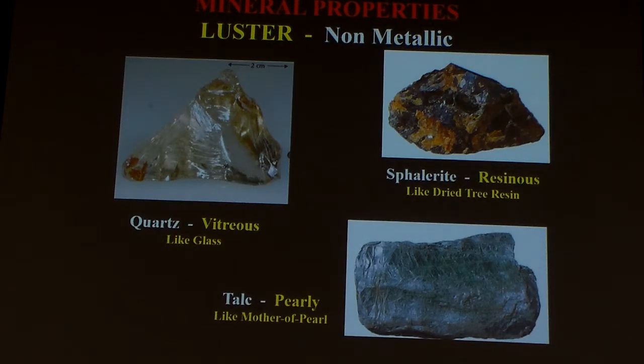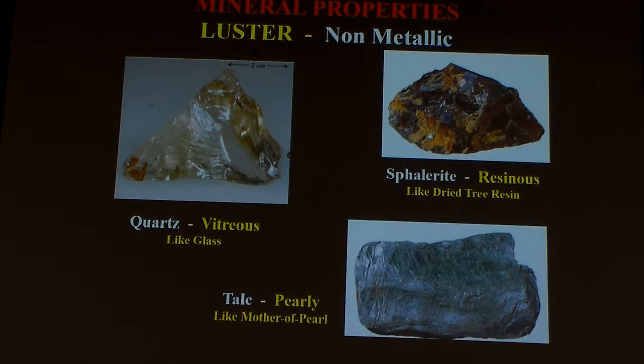All right, here are some examples of different types of non-metallic luster. Like I said, just because something is shiny doesn't necessarily mean that it's a metal. This does not look like a metal. I'll give you it's a little bit silvery, but I can see through that crystal. So that makes it non-metallic, but with a glassy or vitreous luster.